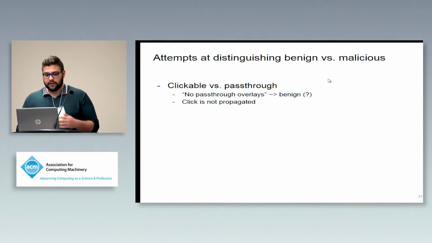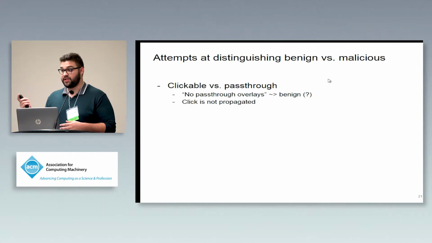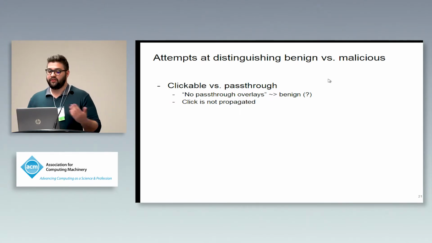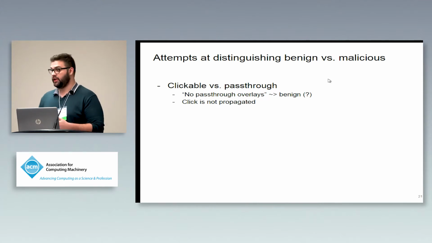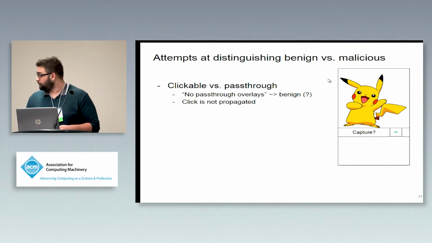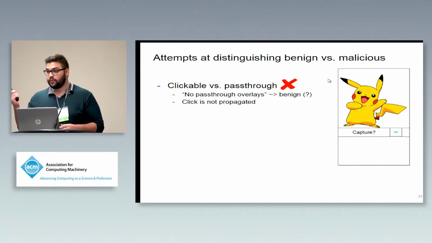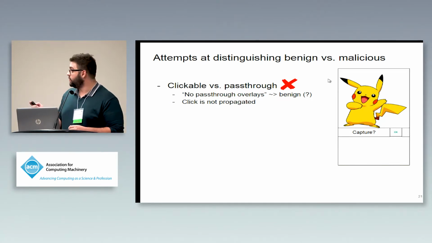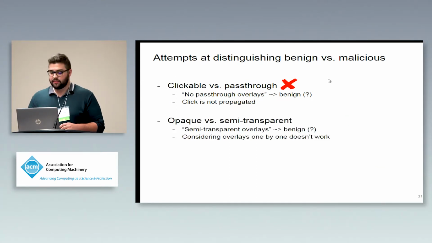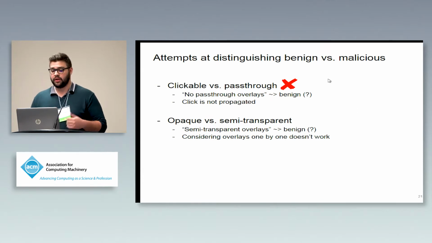So we saw that some previous attempts tried to understand if an overlay was benign or malicious just by checking if it was clickable or configured as pass-through. So they said that if the click is not propagated, we cannot mount a clickjacking attack. Unfortunately, with this context hiding attack, we were able to mount clickjacking just by using a clickable overlay. So this is a bad feature to use. The second one is just checking if the overlay is opaque or semi-transparent. The idea is that if you have some opaque overlay, you are trying to modify the context of the screen, so they're bad.